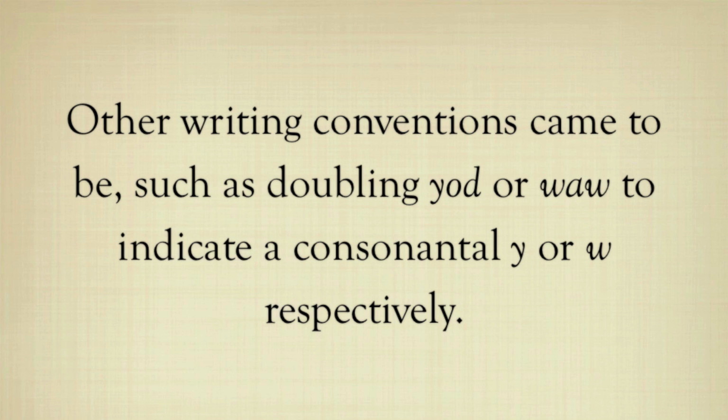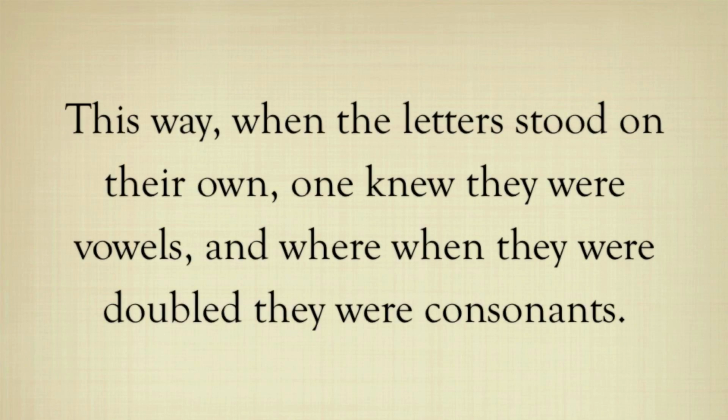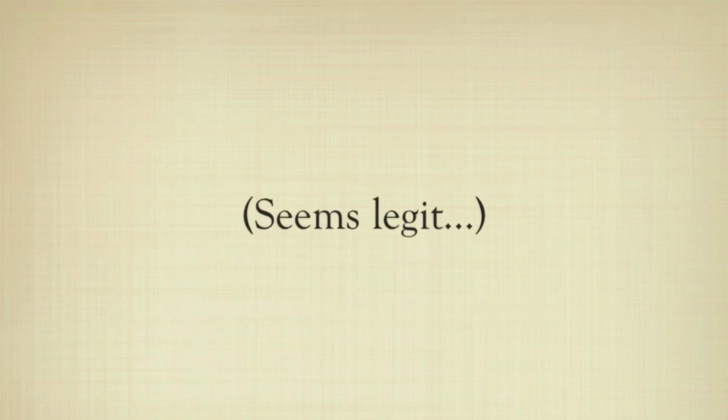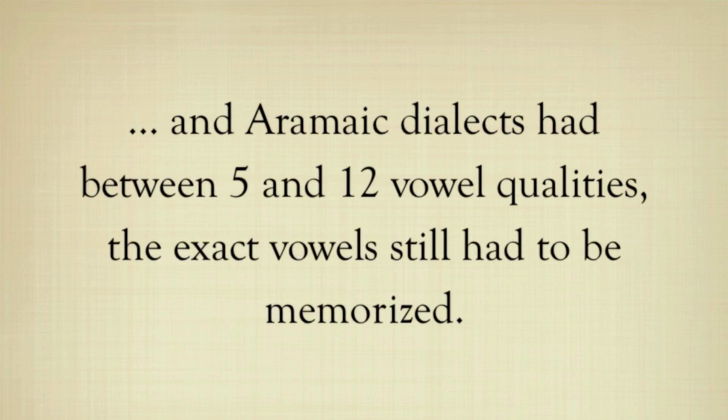Other writing conventions came to be, such as doubling yod or waw to indicate a consonantal y or w respectively. I call these yod kfila, or double yod, and waw kfila, or double waw, which is sort of like w, and in fact it's just like w. This way, when the letters stood on their own, the reader knew that they were vowels, and where they were doubled, they were consonants. Seems legit. Now, where doubling and full spelling were very useful, since there were only 3 letters that acted as vowels, and Aramaic dialects had between 5 and 12, maybe even more vowel qualities, the exact vowels still had to be memorized.